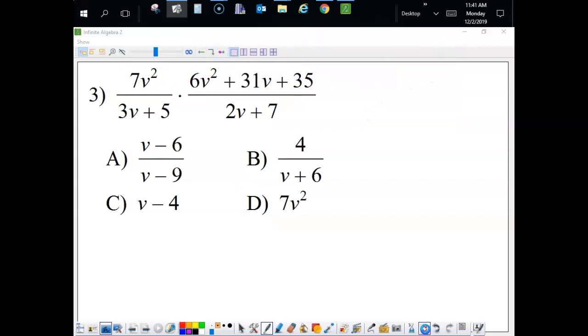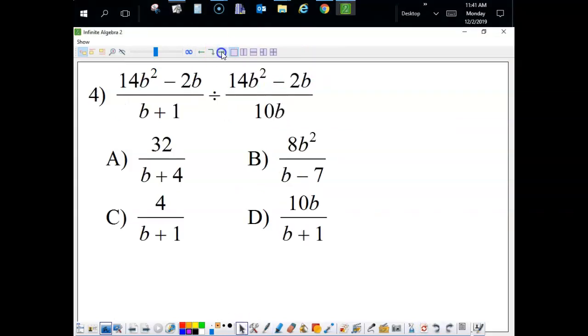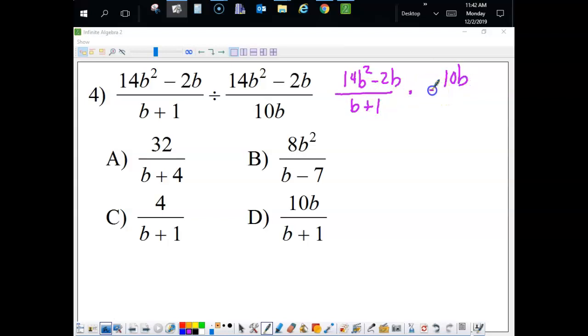Okay, let's go ahead and move on to another one. Division. Division is going to be a lot like the last problem, but with one extra step in the beginning. The extra step in the beginning is to keep the first fraction the same, change the division to multiplication, and flip the second fraction over. After that, you just do it exactly the way we did the last problem.